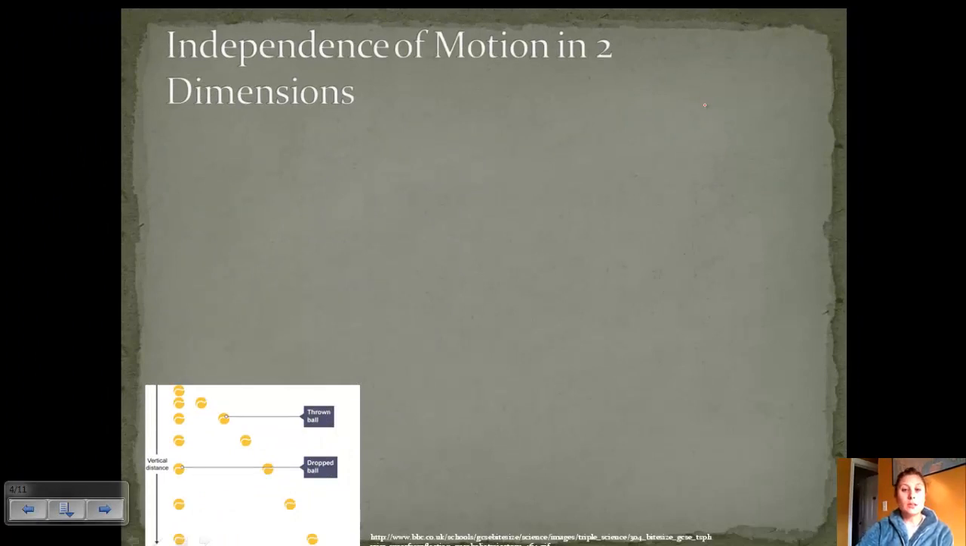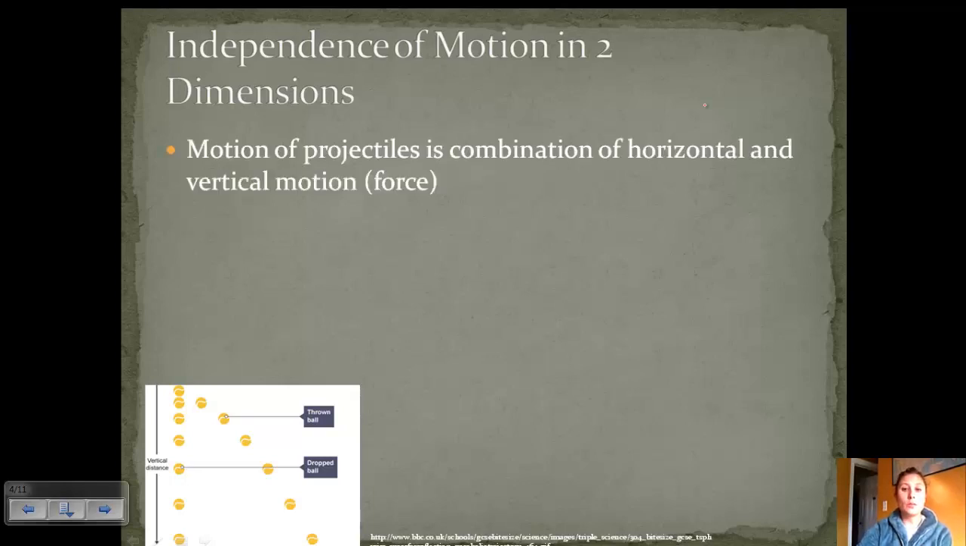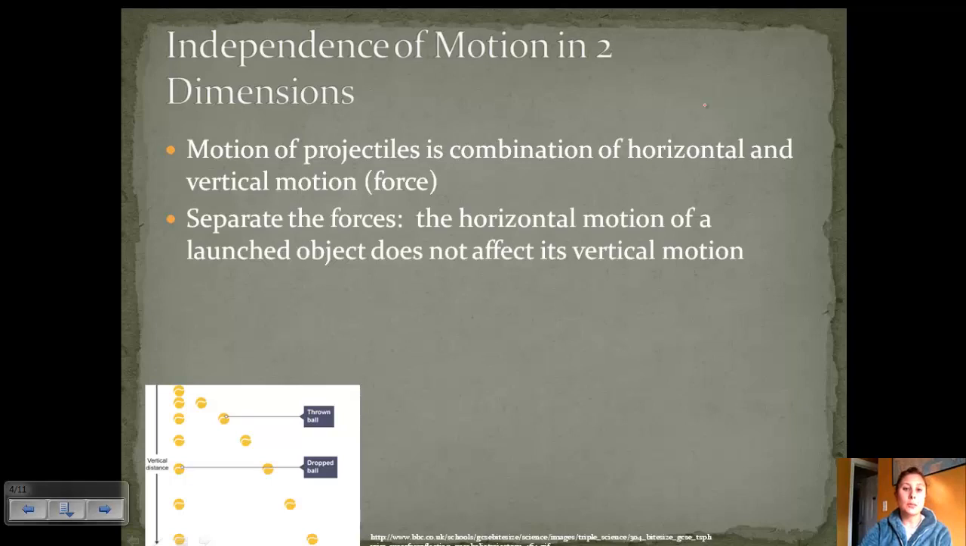Well, we've talked about 2 different directions of motion, horizontal and vertical. And just like in Chapter 5, where we took vertical and horizontal forces and broke them apart, we have to do the same thing with motion. When we do projectile motion, this is a combination of horizontal and vertical together, and so we need to separate them out. We separate the horizontal from the vertical, and they don't affect each other. The horizontal motion of the launched object does not affect its vertical motion.